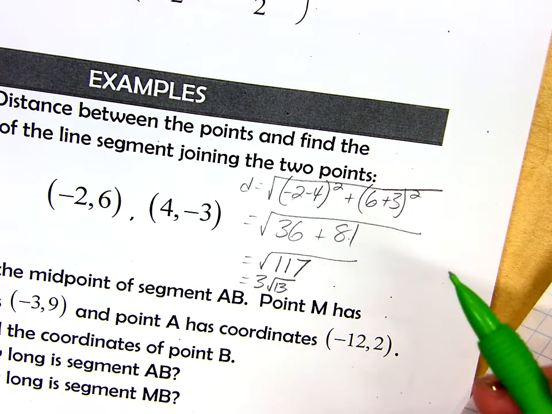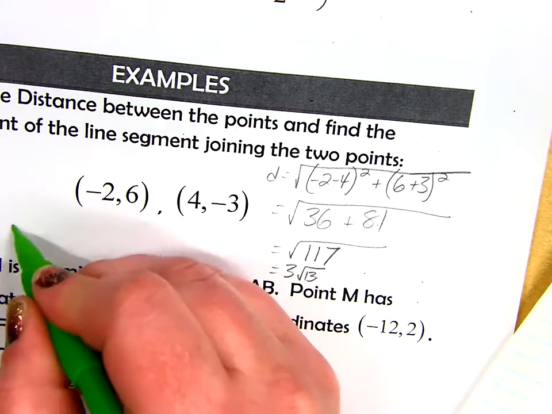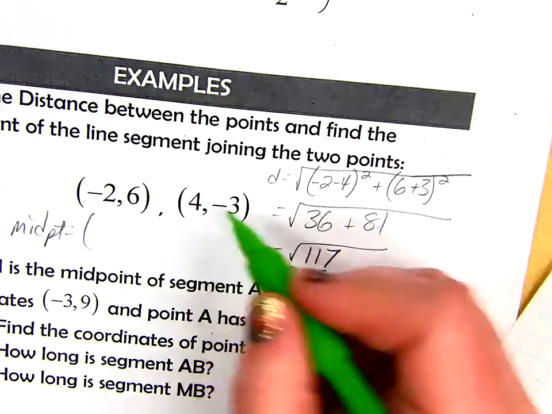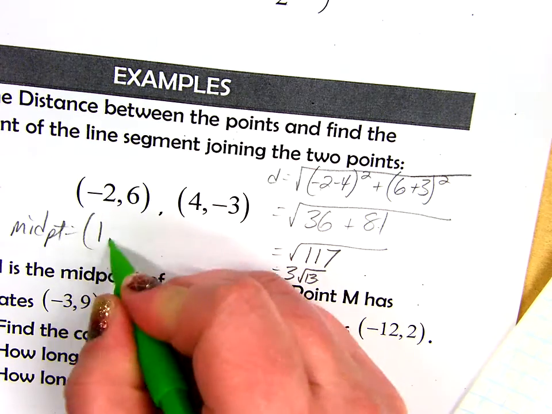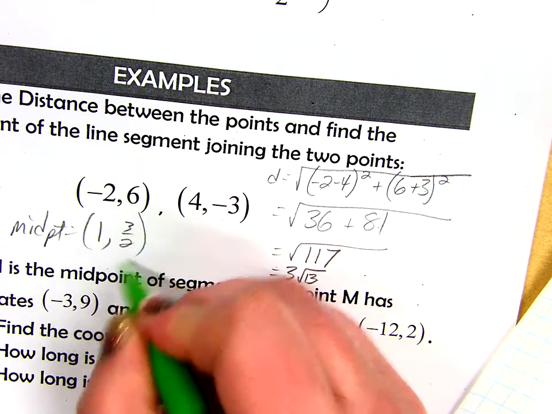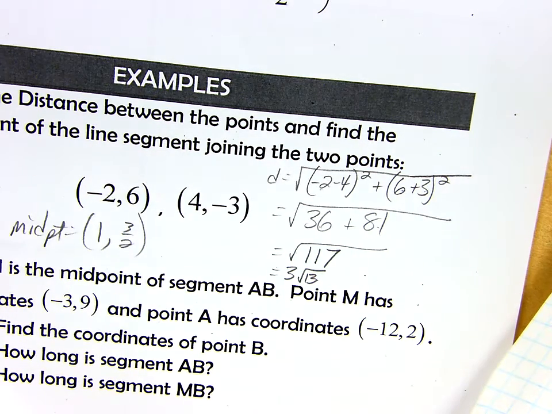I was also supposed to find the midpoint here. That should be easy enough for us now. We've been practicing that. So add the x's together, divide by 2, so 1 and 3/2. You guys agree? Easy peasy? Okay.